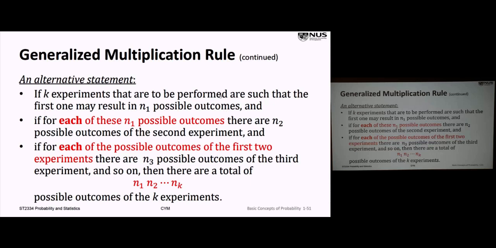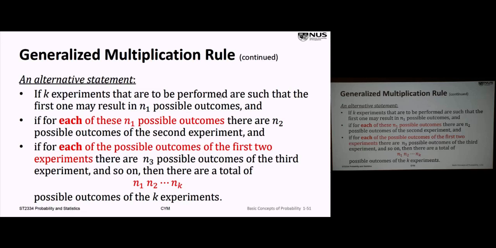It has to be that for every outcome, so I do my experiment, I have n1 possible outcomes, right? It has to be that for each of those possible outcomes, when I perform my second experiment, I now have n2 possible outcomes for the second experiment, okay? And then so on and so forth. When I take my third, after those 2 experiments, I have n3 possible outcomes for the third one.